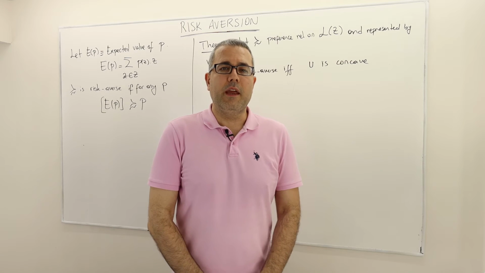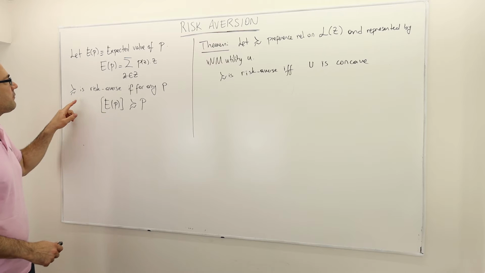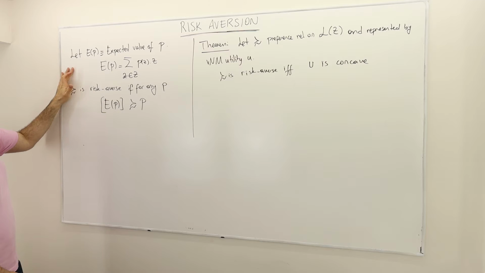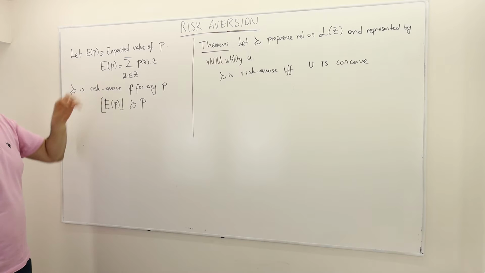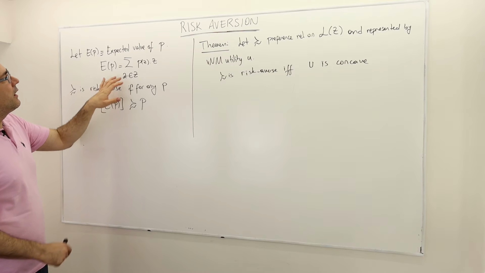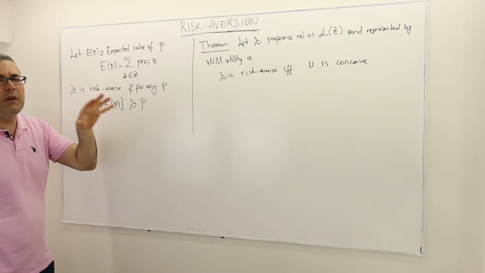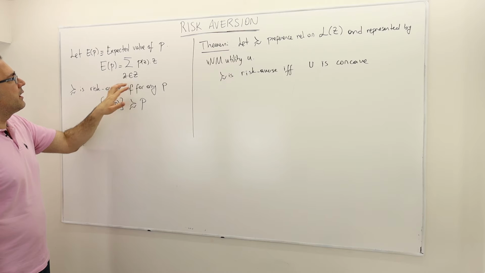Okay, now let's define the concept of risk aversion. But before this, let me introduce one notation. Let's say E of P denotes the expected value of lottery P. E of P is a finite sum, again assuming that there are finitely many prizes, and E of P is nothing but the summation of P of Z times Z.